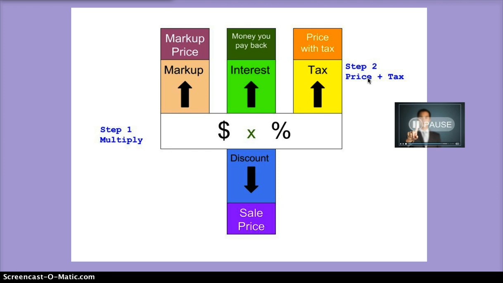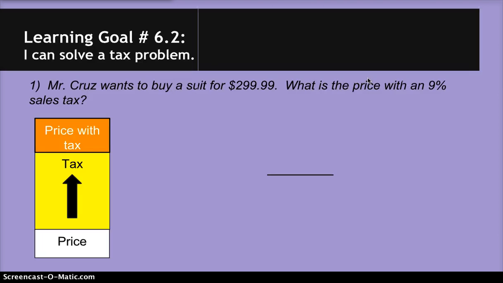All right, welcome back. Let's get started with our practice problems. Here's our first problem. It says Mr. Cruz wants to buy a suit for $299.99. What is the price with a 9% sales tax? Sometimes you'll see the word sales tax or tax. They mean the same thing for our problems.